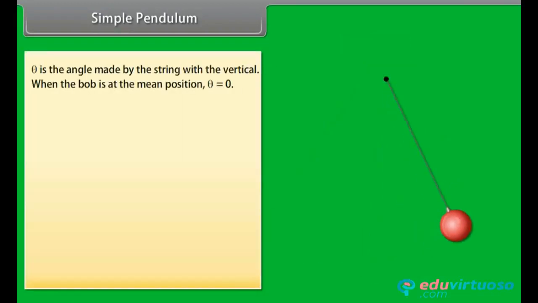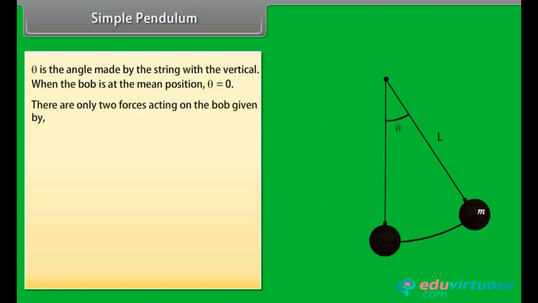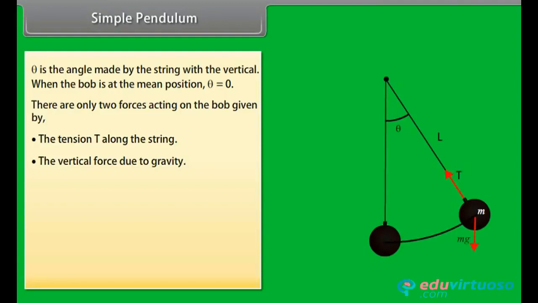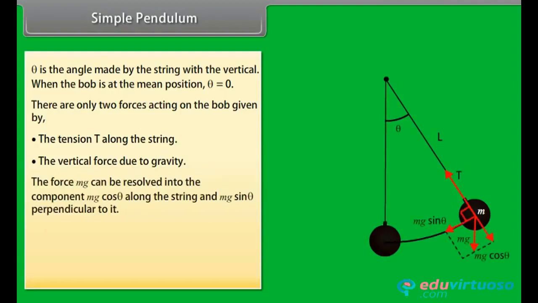Theta is the angle made by the string with the vertical. When the bob is at the mean position, theta is equal to 0. There are only two forces acting on the bob, given by the tension T along the string and the vertical force due to gravity. The force mg can be resolved into the component mg cos theta along the string and mg sin theta perpendicular to it.